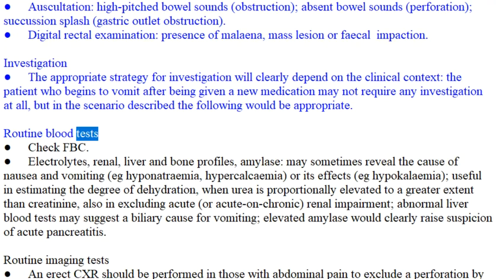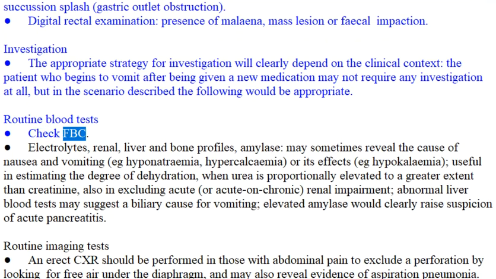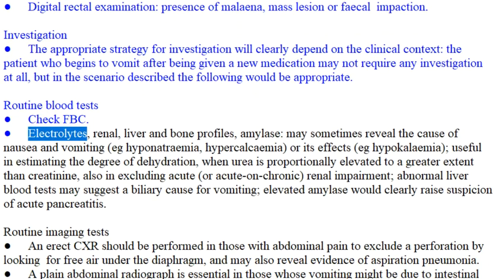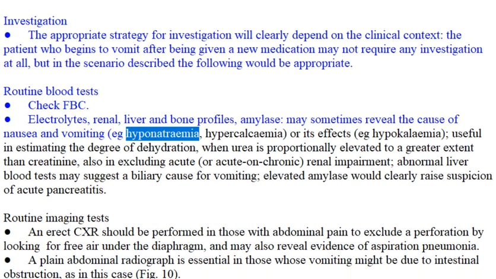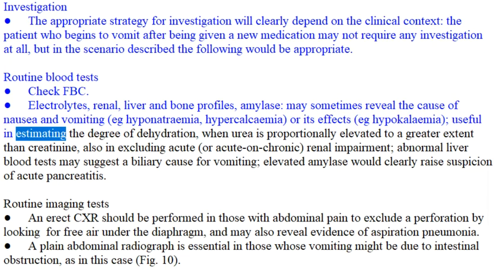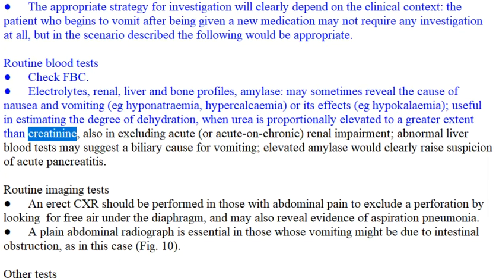Routine blood tests. Check FBC. Electrolytes, renal, liver and bone profiles, and amylase may sometimes reveal the cause of nausea and vomiting, e.g. hyponatremia or hypercalcemia, or its effects, e.g. hypokalemia. They are useful in estimating the degree of dehydration, when urea is proportionally elevated to a greater extent than creatinine, and also in excluding acute, or acute on chronic, renal impairment.